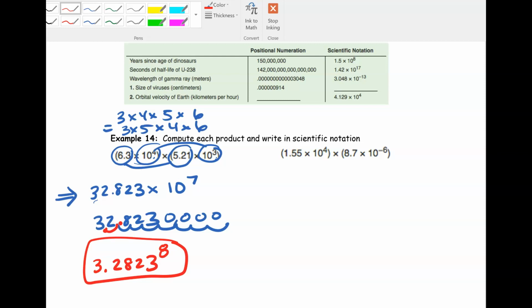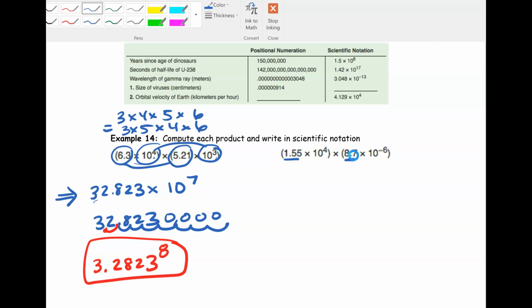I know some students I've had in the past like to just memorize that if we move the decimal left one, then the exponent is going to have to increase one. I like writing the whole number out. I think it makes more sense, but you can do whichever way makes more sense to you. And same with this next one. You could pause the video and try it on your own if you wanted to.